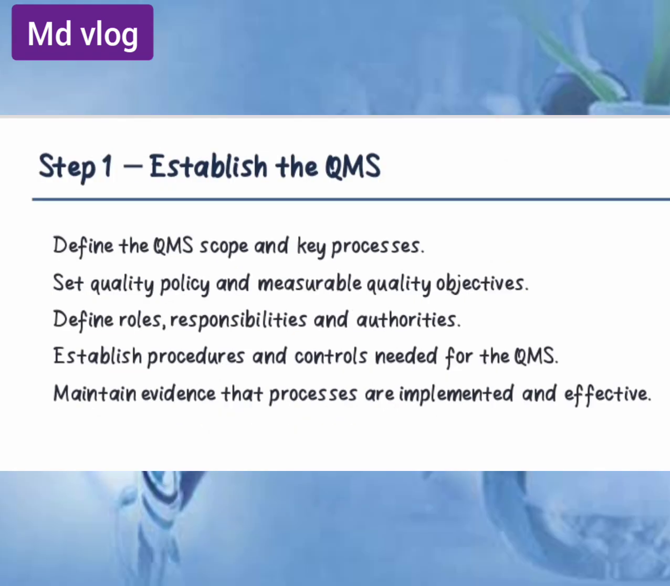Step 1, establish the QMS. Before controlling product, the organization needs a control system. Management sets direction, responsibilities are assigned, and processes are documented and implemented.